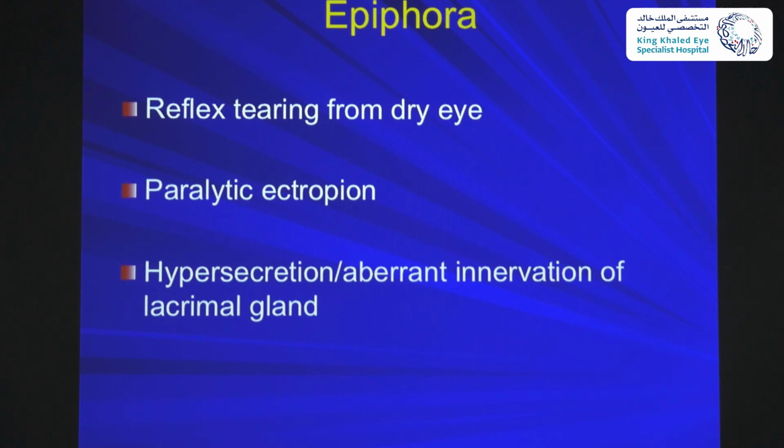So for the tear management, it depends. If there is exposure, you need to treat the exposure. If there is laxity, you need to treat the laxity. And if there is hypersecretion or aberrant innervation, you can use botulinum toxin for the lacrimal gland to help decrease the amount of tearing, especially during eating.